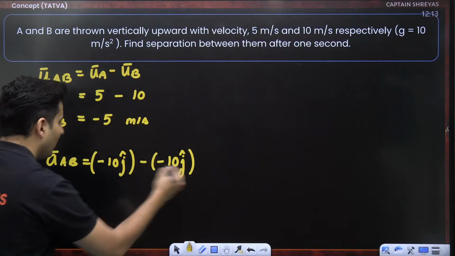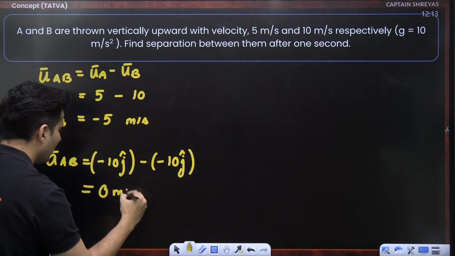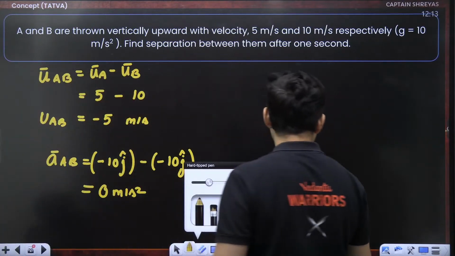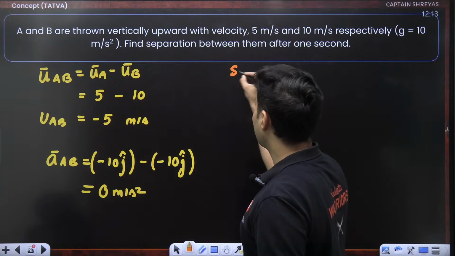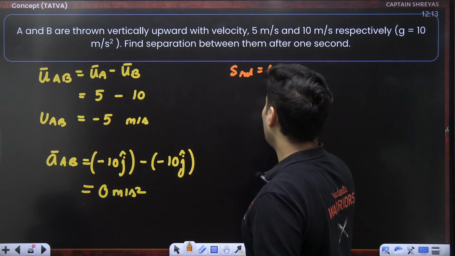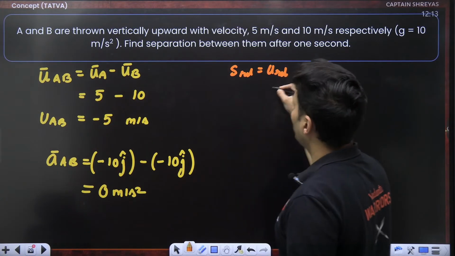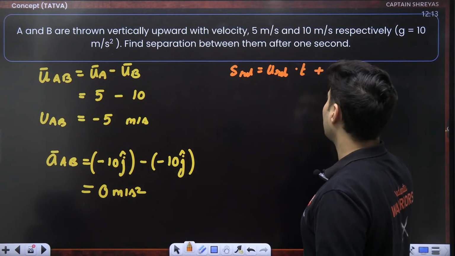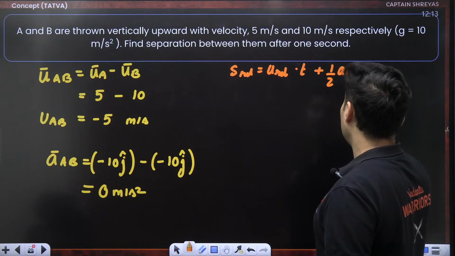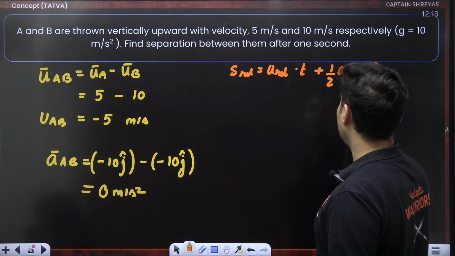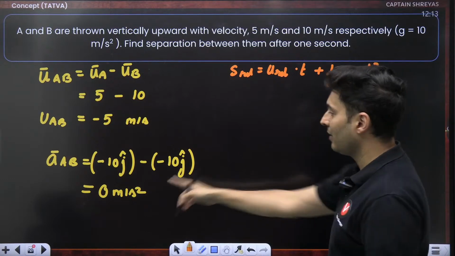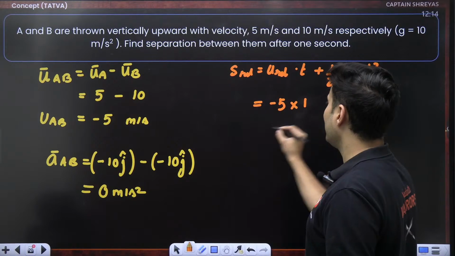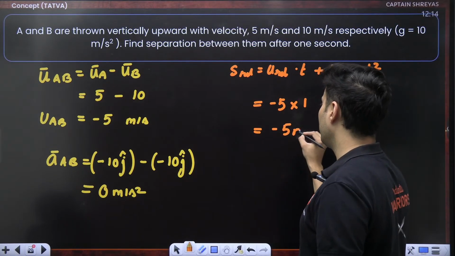Okay. So what is this? Oh my God, this is a big fat zero. 0 meters per second square. Find the separation between them after 1 second. So if I use S relative is equal to U relative into time plus half A relative into T square, this whole term is a big fat zero because A relative came out to be 0. U relative is minus 5 times 1 second. So it will be minus 5 meters.